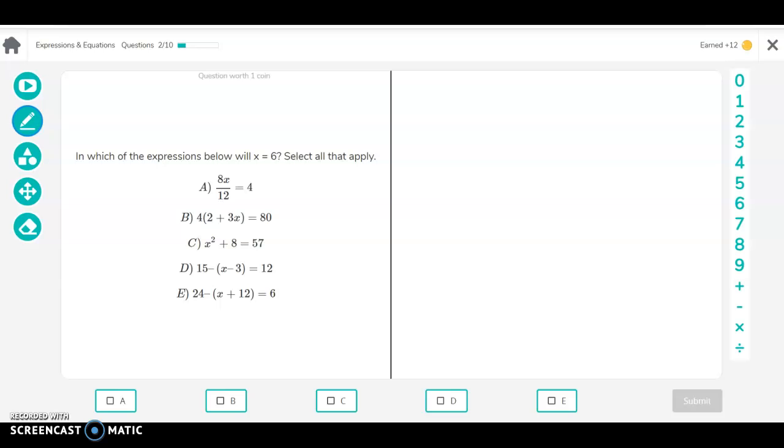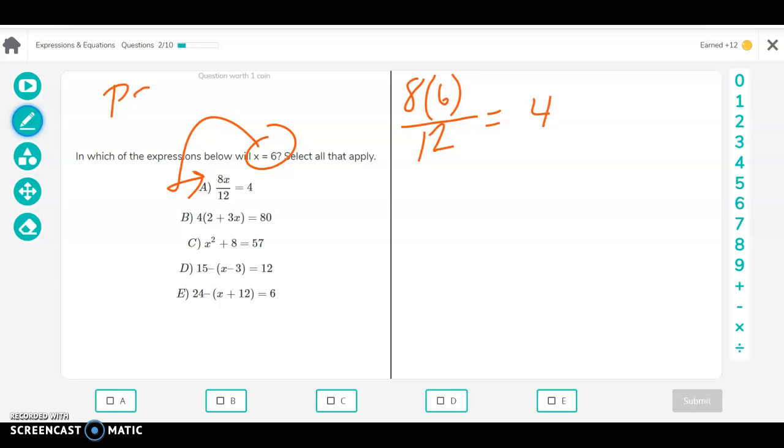Now, you have to take x equals 6 and input it into each part where you see x. Okay, this one's going to take a little bit of time. I'm going to show you one example that does work and one example that doesn't work so you can understand what I'm doing. I'm going to show you with A. So I'm going to rewrite it over here on the other side. So x is going to be replaced with 6. So we have 8 times 6 divided by 12 equals 4. You're going to need to remember PEMDAS.